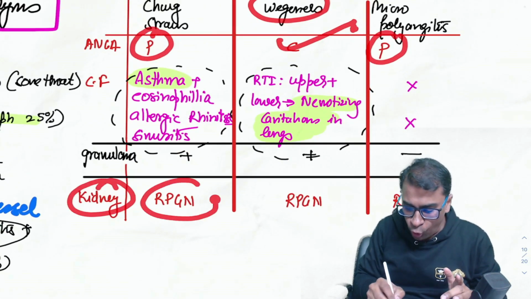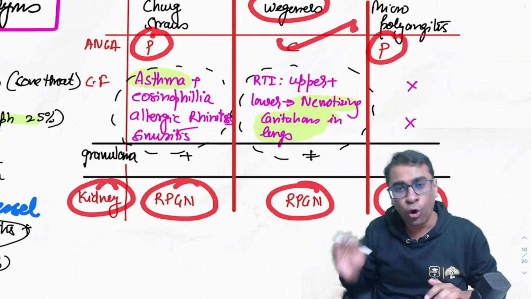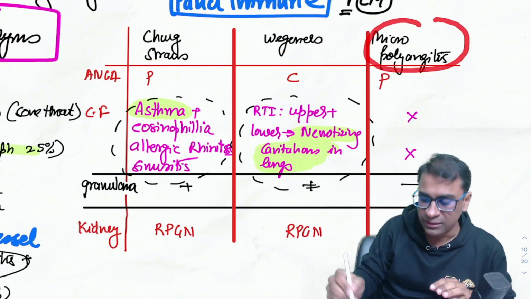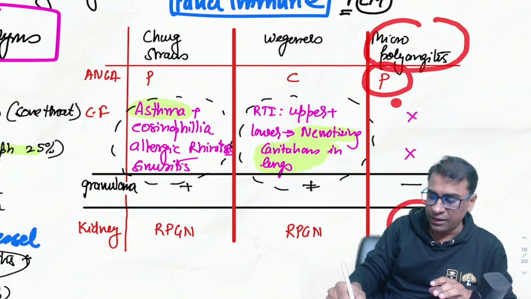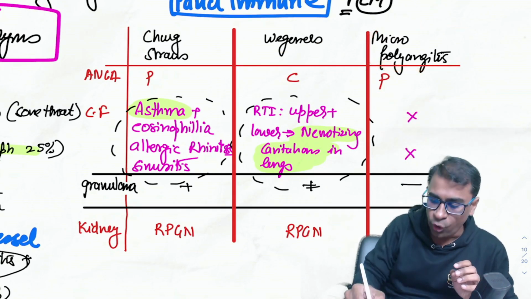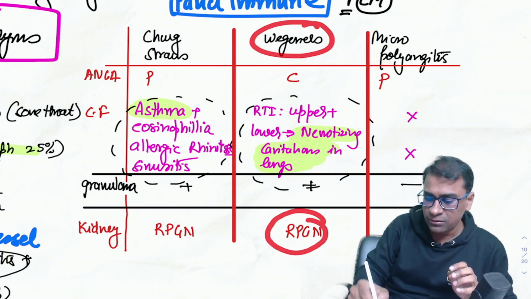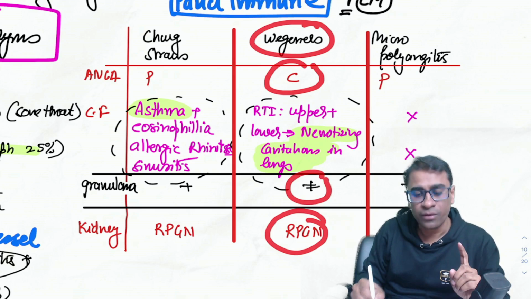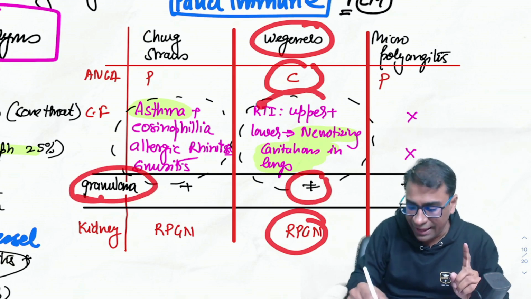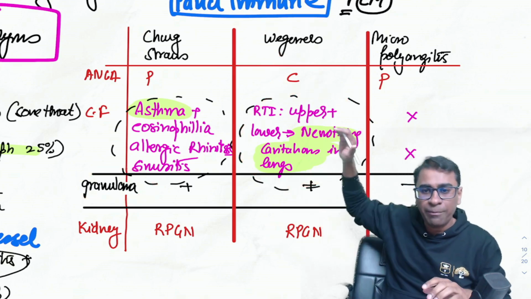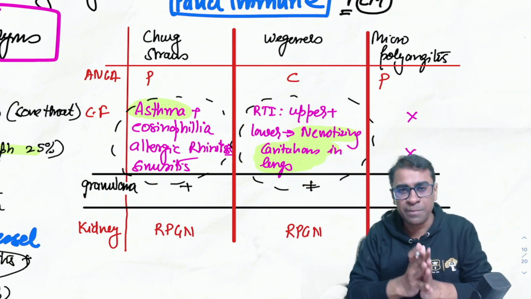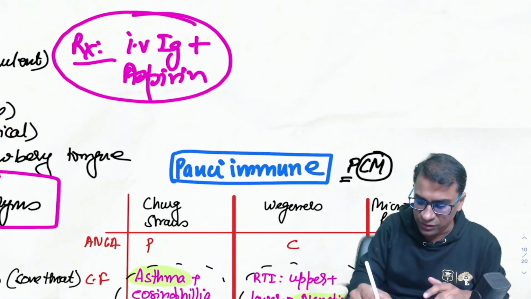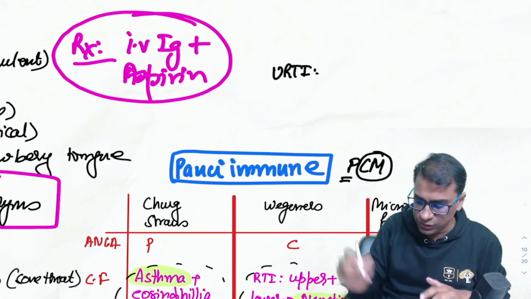In the kidney, all three show RPGN. Now microscopic polyangiitis has this ANCA and RPGN, nothing else. In Wegener's, there is RPGN and C-ANCA, but these patients have granuloma also, and along with that, they have a history of upper and lower respiratory tract involvement. Sir, what are the upper tract infections in case of Wegener's?